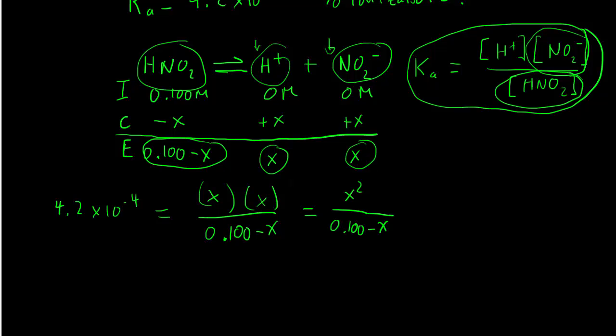Now some of you may remember this trick that we sometimes use that's called the small x approximation. Looking at this equilibrium constant, it's small, 10 to the power minus 4. So we don't expect that very much of this HNO2 is going to dissociate. So we can sometimes use this little rule to help us figure that out. It's called the rule of 100.